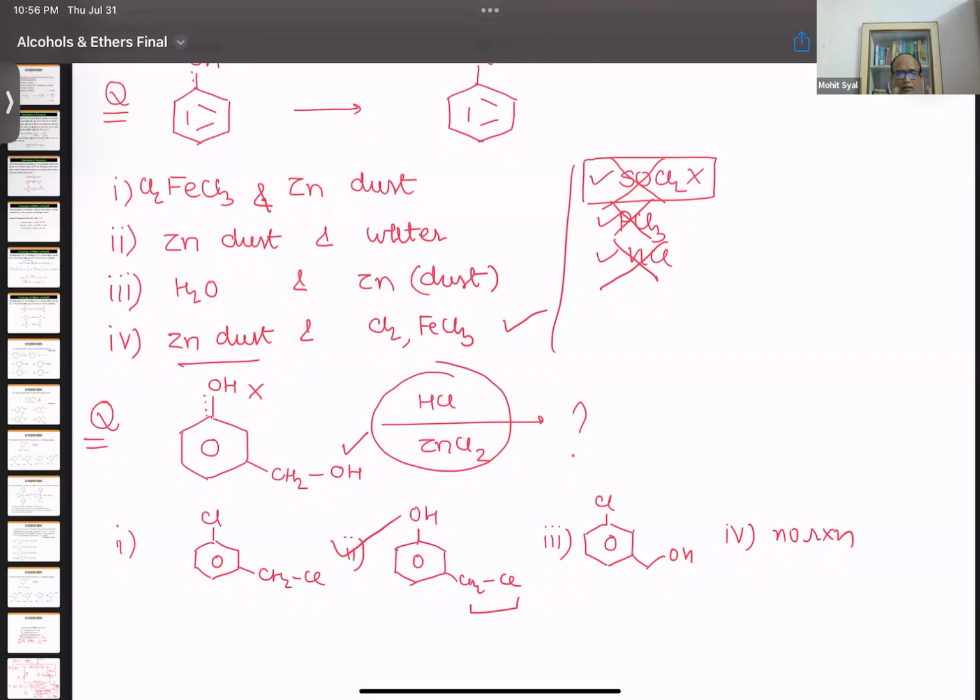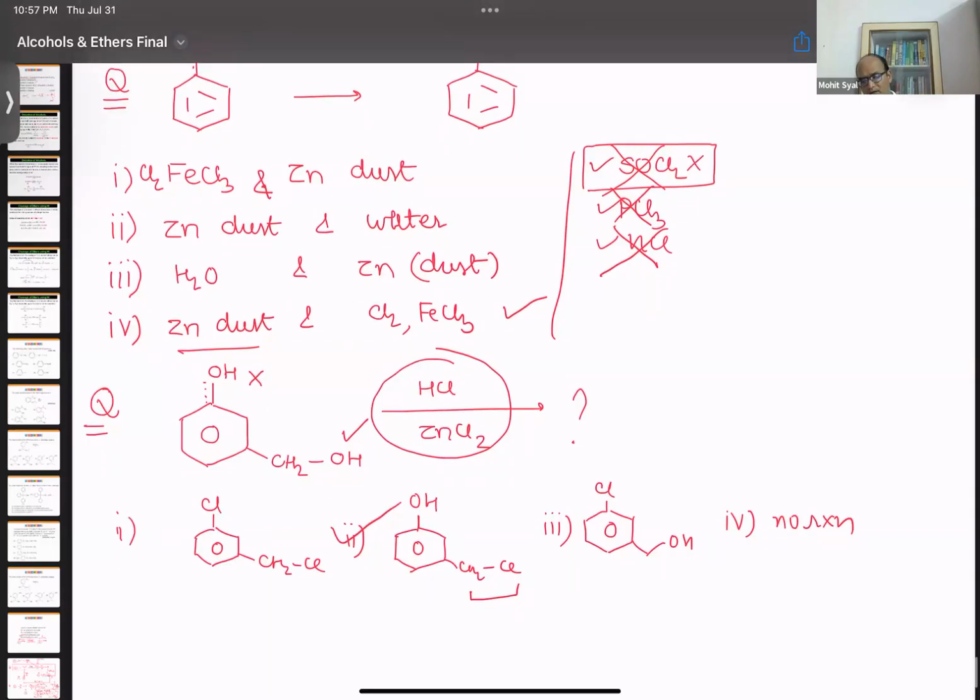Similarly, aromatic halides are not easily replaceable. That's why we use NaOH at 350 degrees Celsius and 300 atmosphere, a very high temperature and pressure. That is very important. In the next class, we will be covering ethers and their reactions. So maybe in the next class, or just one more class, we may require to complete that.